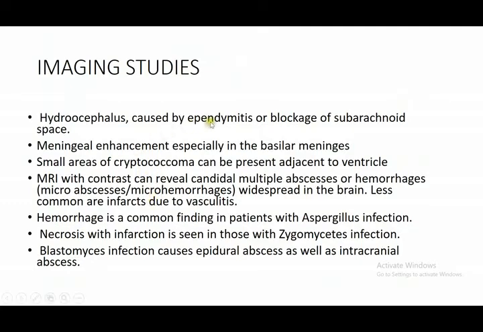Hydrocephalus, which is caused by ependymitis or blockage of the subarachnoid space, is a complication in fungal infections, and you can find this on imaging studies, especially MRI and CT scans. You may find meningeal enhancement, as we saw in tuberculous meningitis, in fungal meningitis, also in the basilar meninges. You may find small areas of mass, cryptococcoma, which can be present adjacent to the ventricles. So different fungi present with different MRI findings.